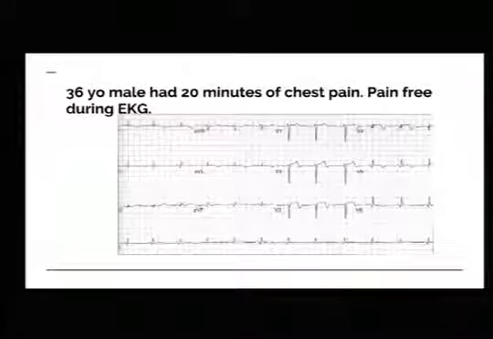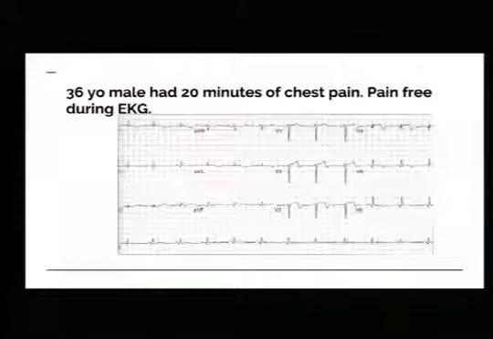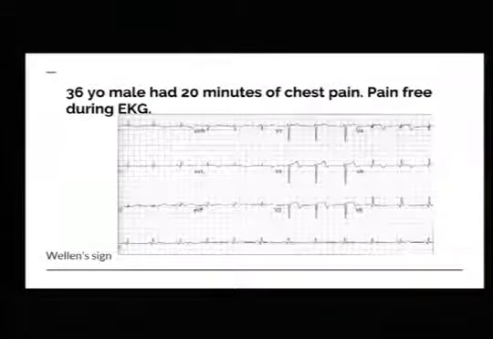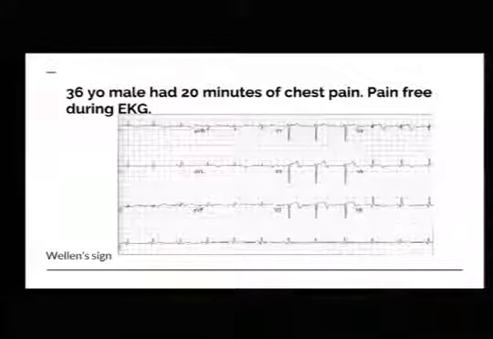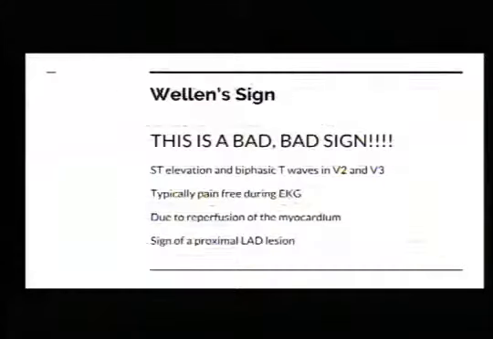Going in both directions. So you have a biphasic looking T wave. So it goes down and then up. Not normal, right? So these are often EKGs you'll get when they are pain-free. That's called Wellens. And these are often young males who are pain-free by the time you get there. Again, bad, bad, bad sign.